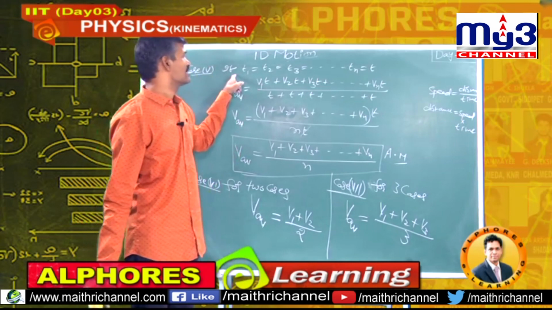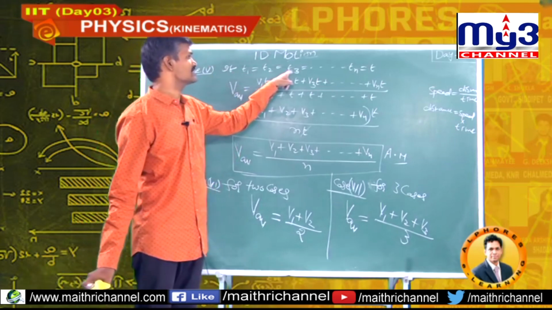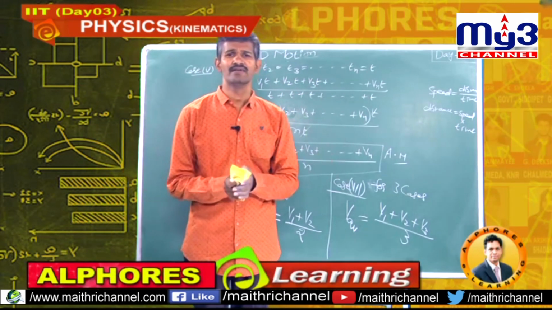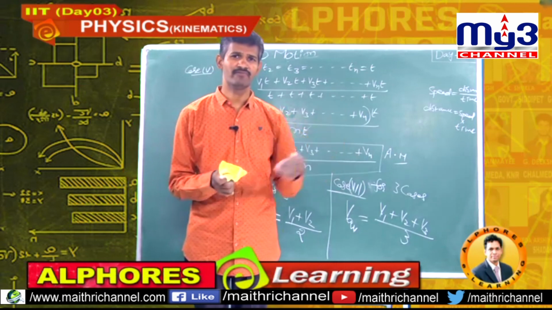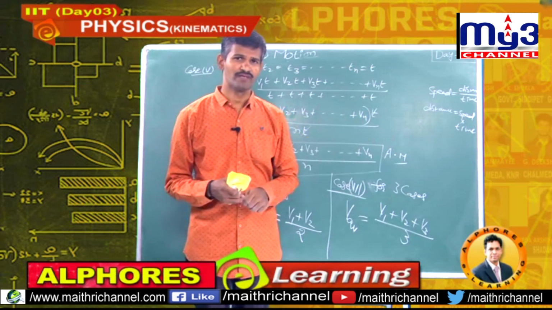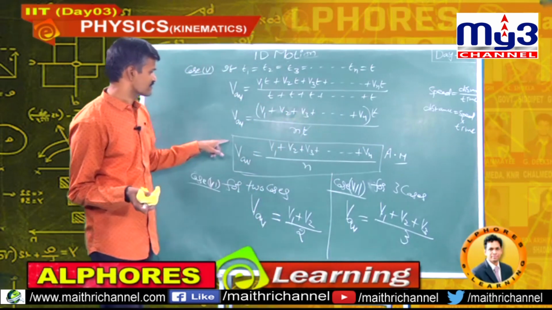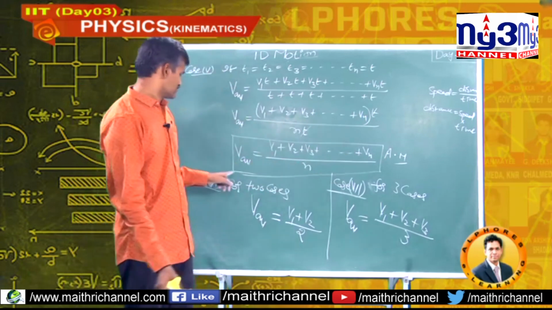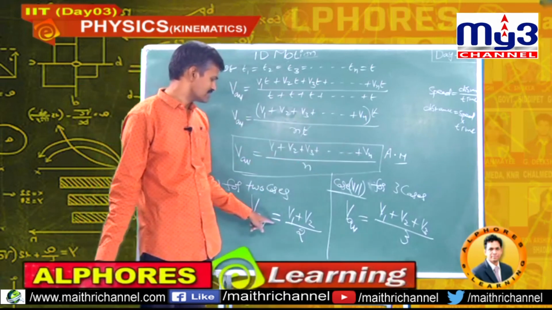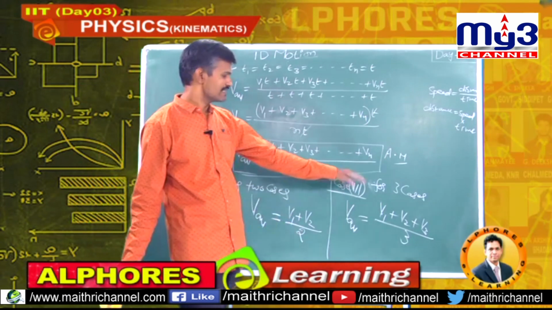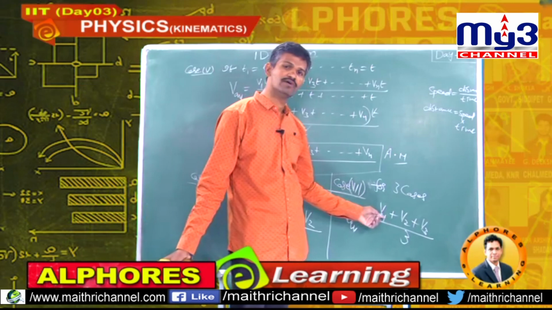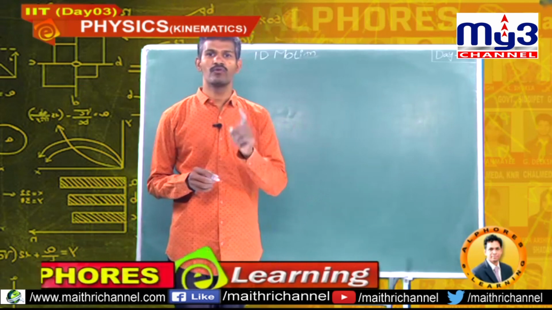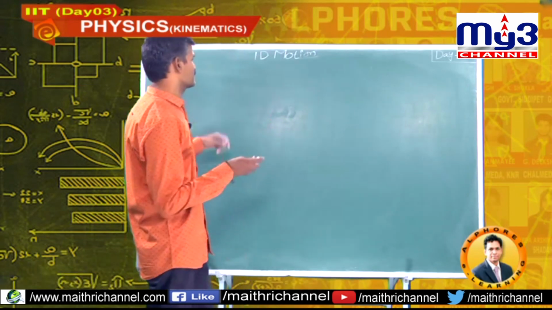Here we are considering T1, T2, T3 as the same intervals. The body travels S1 with speed V1 for time t, then speed V2 for time t, and so on. In such cases, V average is V1 plus V2 plus and so on Vn by n. For 2 cases, V average is V1 plus V2 by 2. For 3 cases, V average is V1 plus V2 plus V3 by 3. To understand this basic concept, I will give one example.